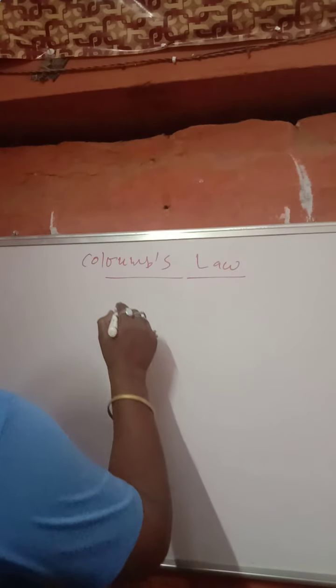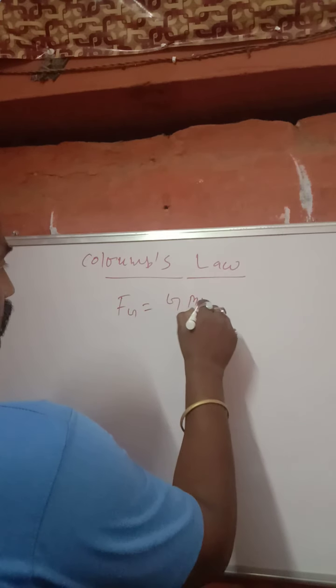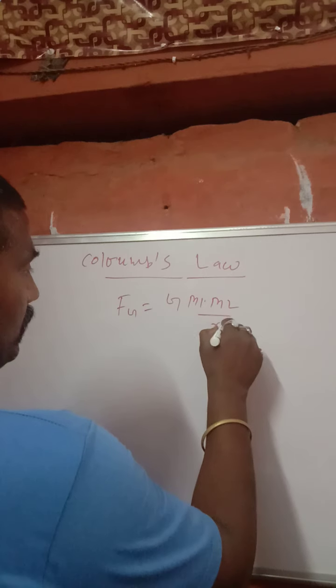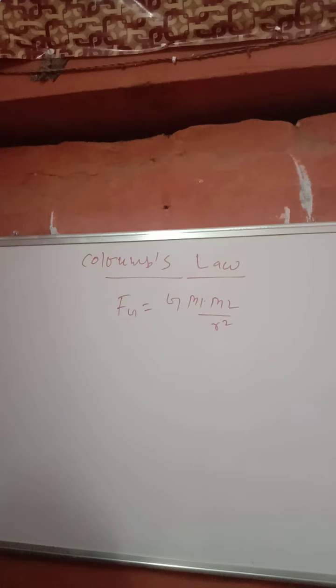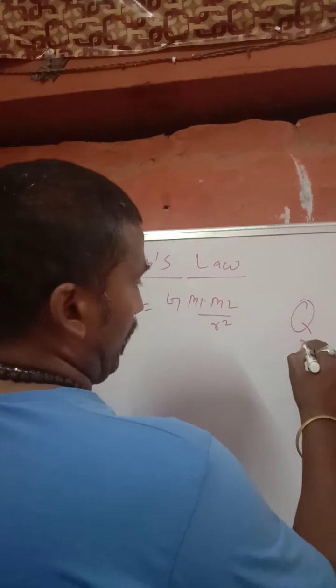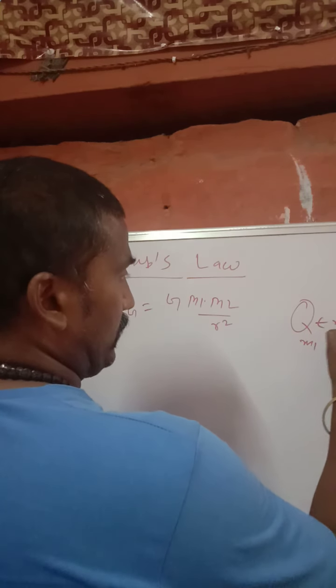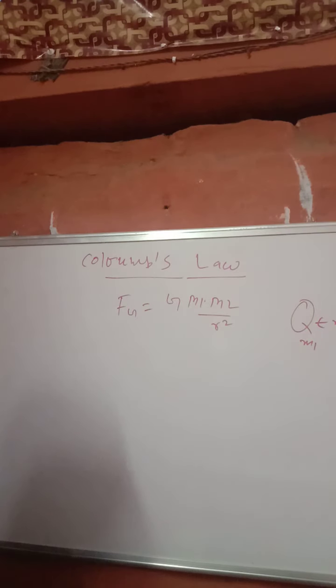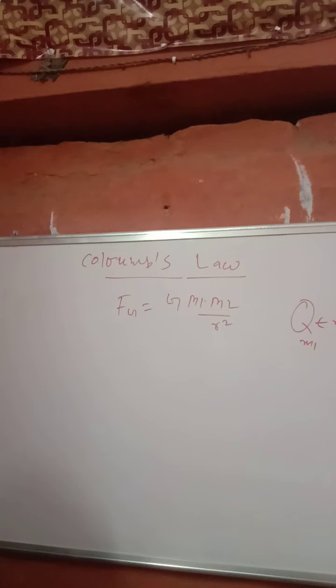Now we can write it as Fg is equal to G m1 m2 by r square. G is the gravitational constant, m1 and m2 are the masses of the bodies, and r is the distance between the two bodies. The applied gravitational force F is directly proportional to m1 m2 by r square, so it is written as Fg is equal to G m1 m2 by r square.